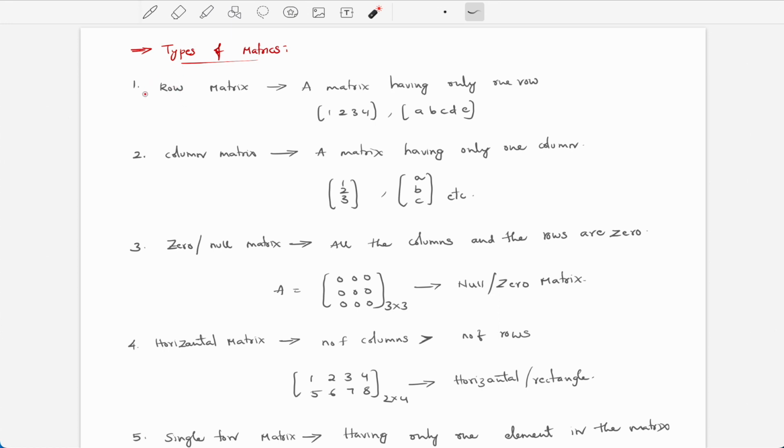After that we are going to cover row matrices.